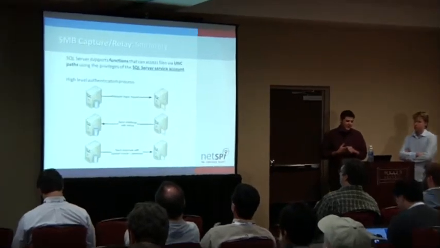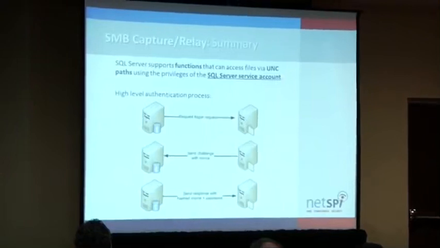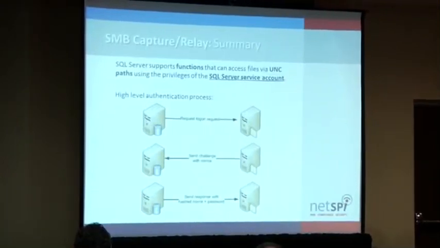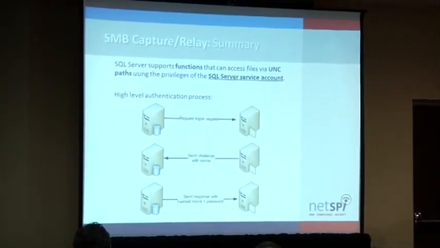What SMB relay is, in summary, is this: if you're in the middle of a connection between server A and server B, you can intercept the connection, the authentication, and forward it off to another server, creating a legitimate authenticated connection to that server, if it's accepted on the other endpoint.